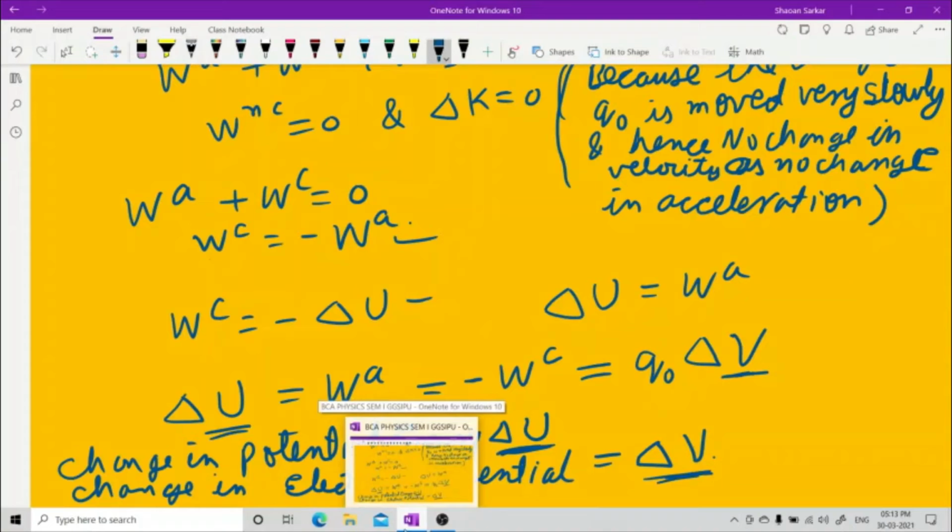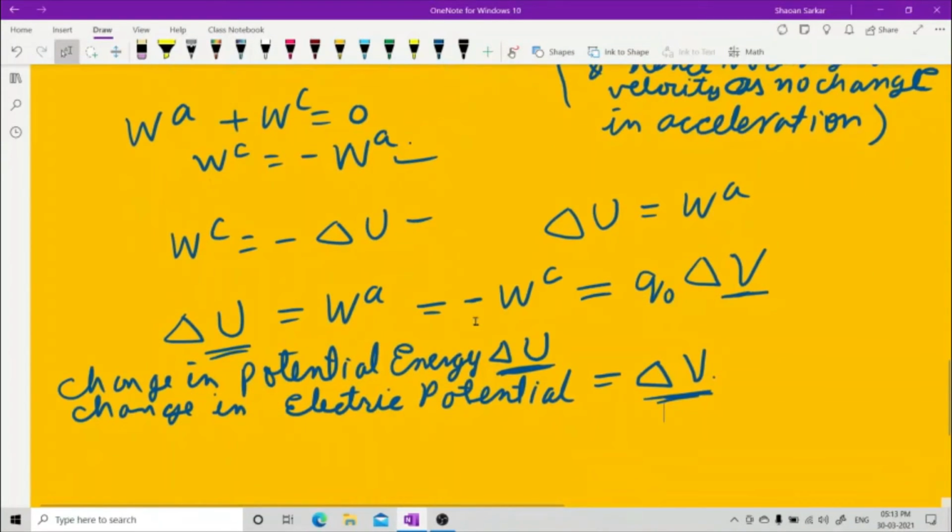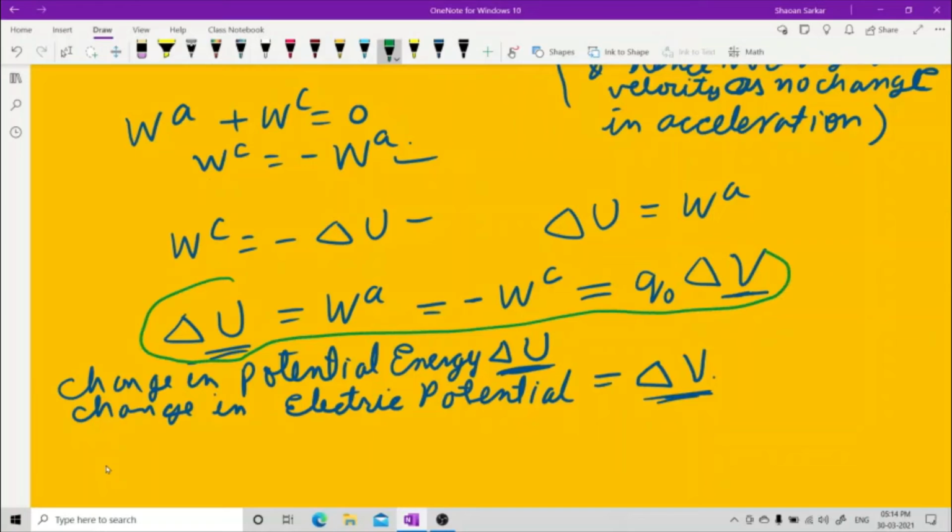Now, if I try to write the whole expression in one line, you can see this is a very, very important thing. Let me mark it. This relation you need to remember. This is a very, very important relation, and it will always hold.